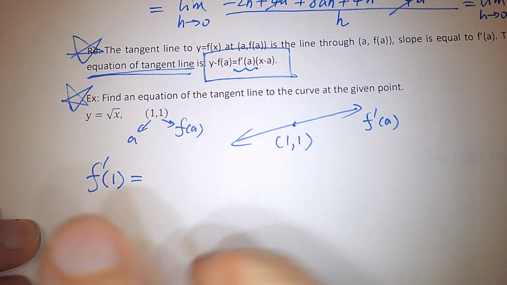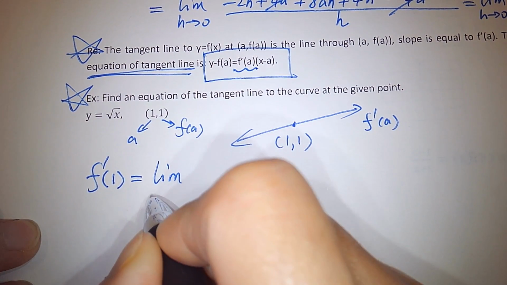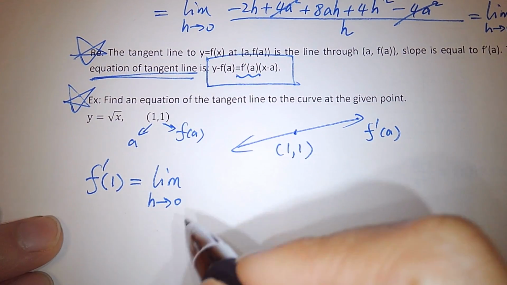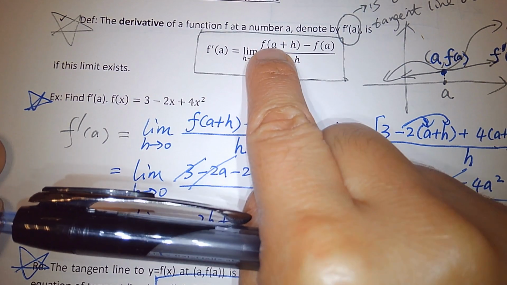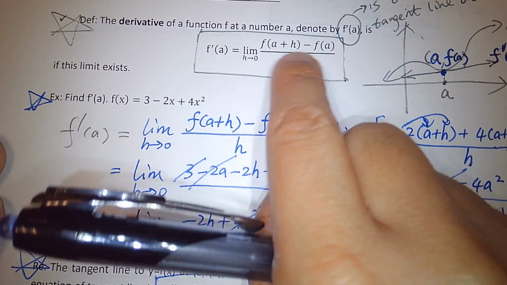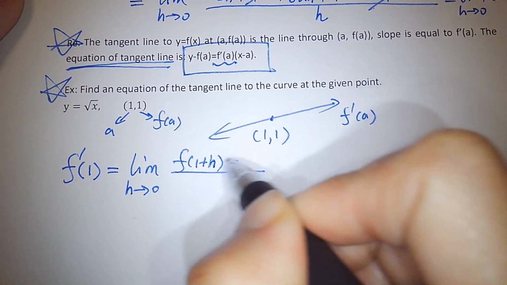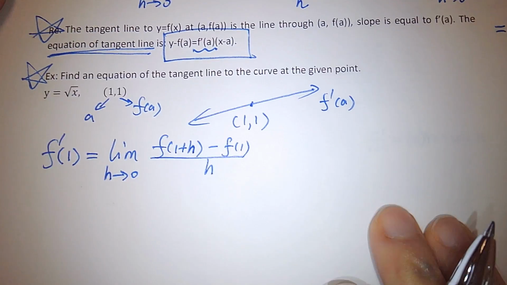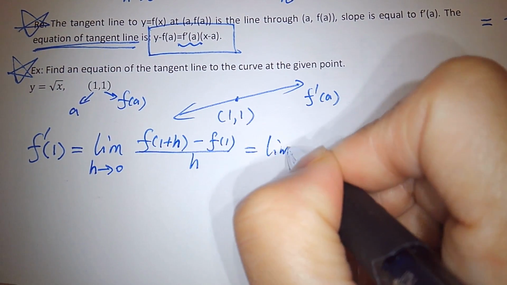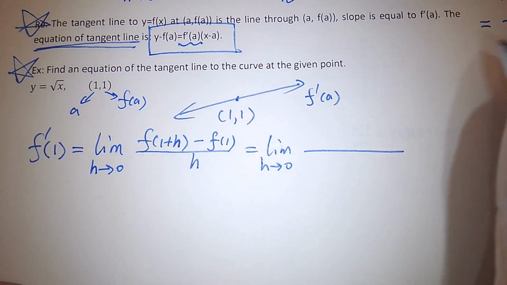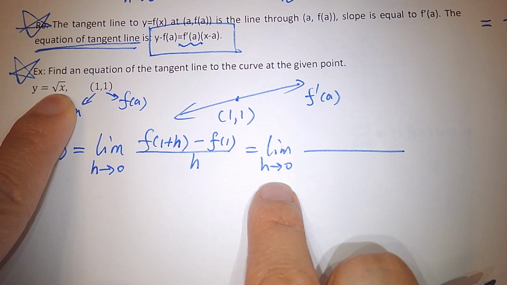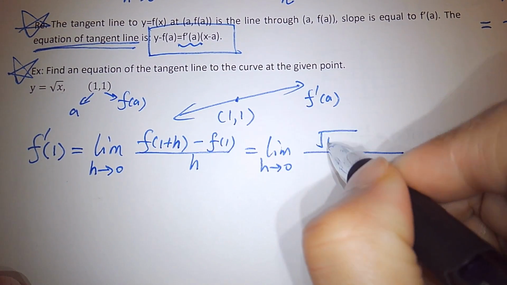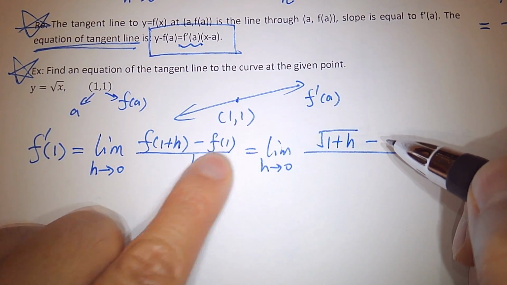So f prime of 1 equals, what is the definition of the derivative? The limit as h approaches 0 of f of 1 plus h minus f of 1, divided by h. Let's look at what f of 1 plus h is. The function is the square root of x, so it is the square root of 1 plus h, minus f of 1.